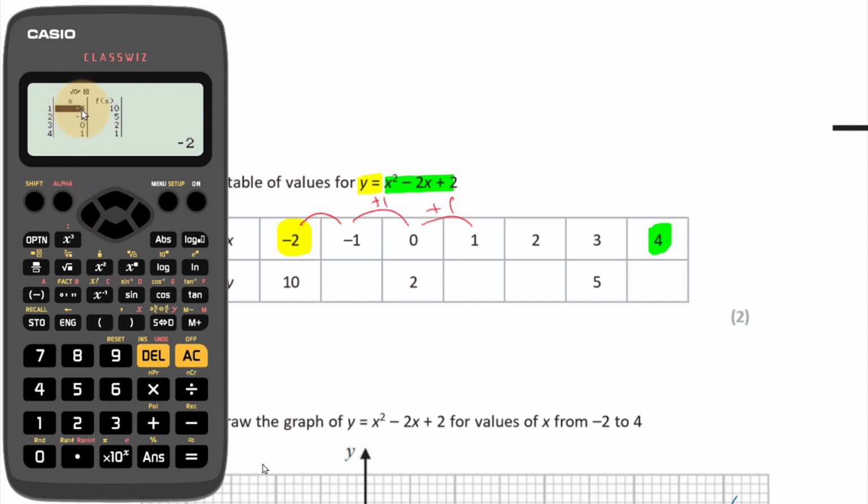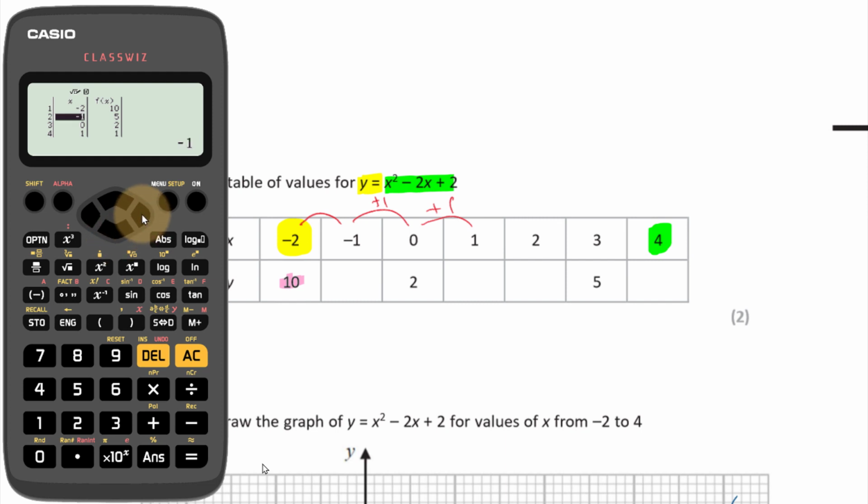So when x is -2, you can see on the table here I've got y is equal to 10, or f of x is equal to 10. Okay, and now that matches up with my value that I've got down here, doesn't it? So I've already got that one down there, so that matches.